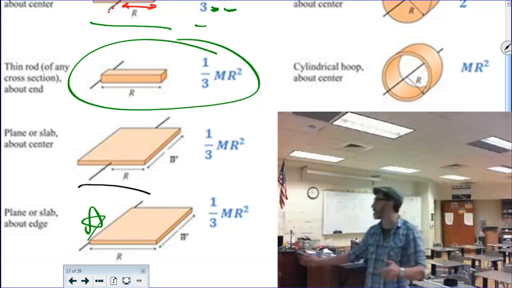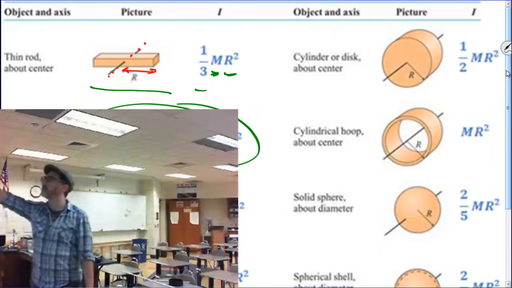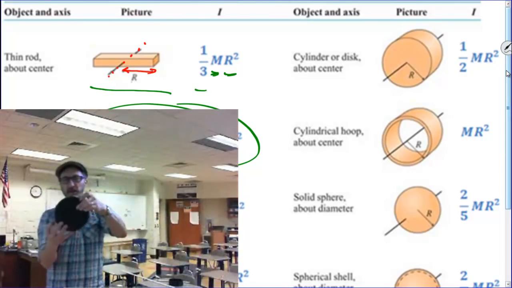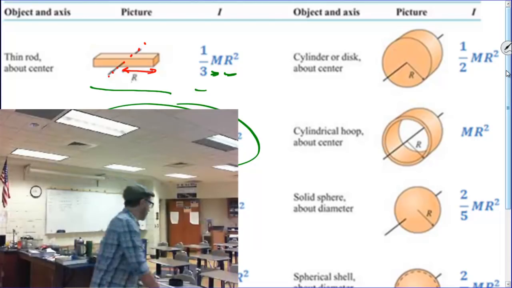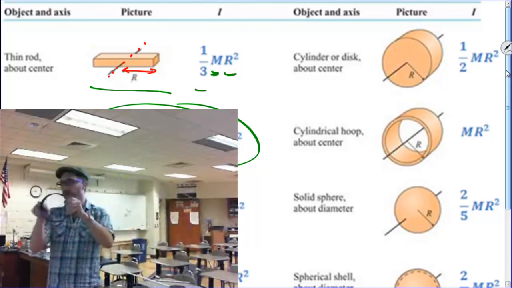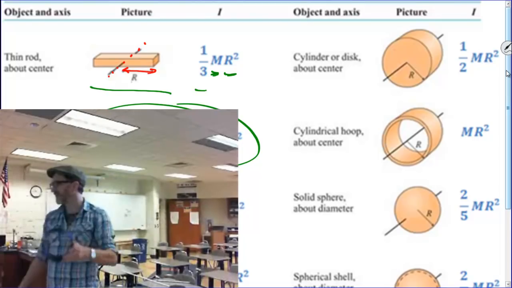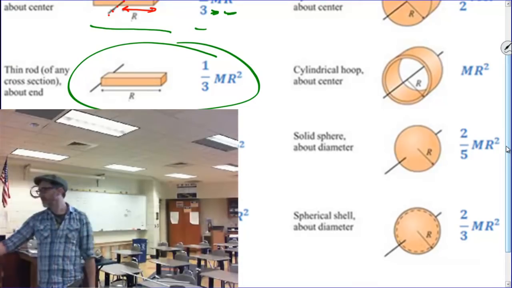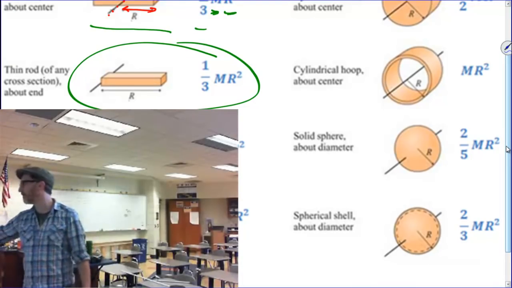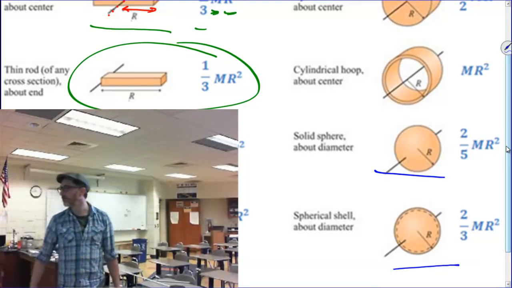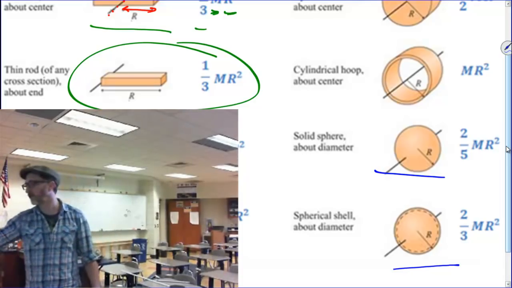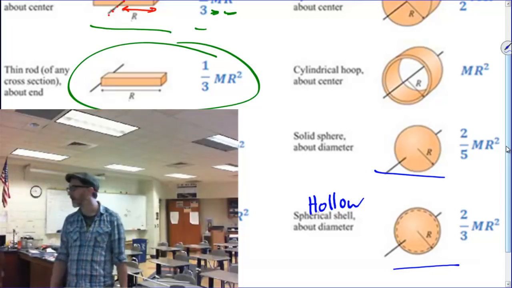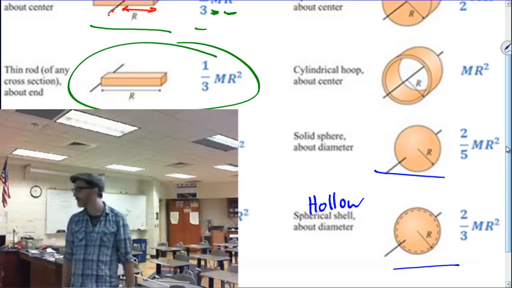All right, so let's see, what about the next column? So a disk, that would be this, spinning about its center. A hoop, spinning, again, about its center. You probably can't tell that it's spinning. Solid sphere here, so this would be like a bowling ball. I didn't grab a bowling ball. And this bottom one would be a spherical shell. So this one is hollow. So like maybe a basketball would be like that, right? Where all of the mass is concentrated at the outer edge.